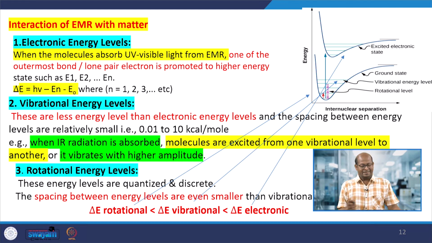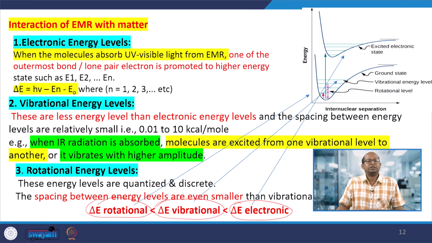Okay, so here are the different electronic energy levels, vibrational energy levels, and rotational energy levels that have been shown, and each of these energy levels has a different energy. Electronic energy is much greater than vibrational energy, and then rotational energy. So when molecules absorb UV light from the electromagnetic radiation, there is a transition of electrons, lone pair electrons or bonded electrons from that molecule, that would be promoted to the higher energy states. That is the electronic transition.